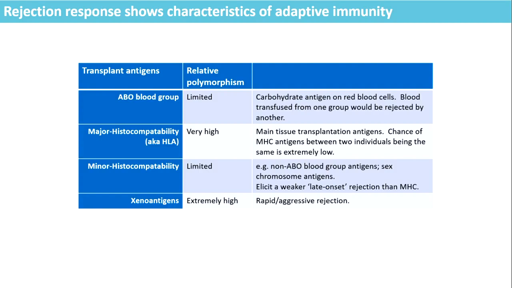And then we have the minor histocompatibility antigens. So these tend to be like the non-ABO blood group. They tend to be associated with the sex chromosome antigens, and they will elicit a much weaker response and a late onset response, and we'll discuss that later on. And then, if we compare that to xenoantigens from a different species, obviously these have a very, very high polymorphism because they're from a different species, and that would elicit a very aggressive and rapid rejection.